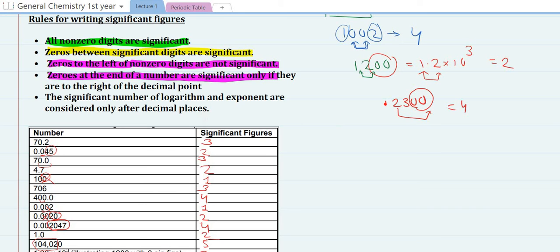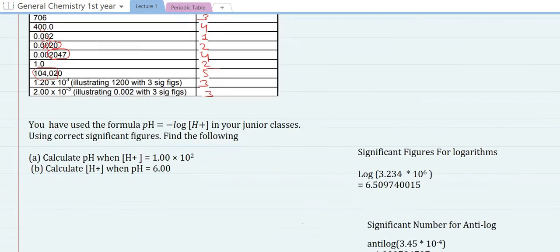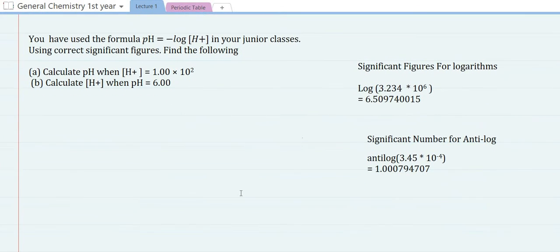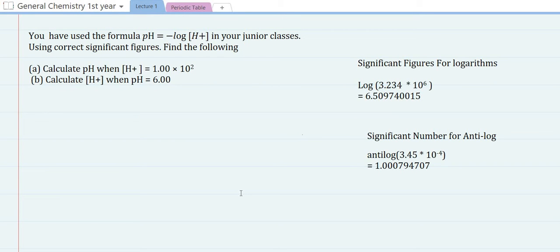In our previous video, we discussed the different laws for writing significant figures. In this video, we will go deeper and learn to write significant figures for logarithmic functions. For logarithmic functions, it is a bit different from what we discussed in our previous lesson. For writing significant figures for a logarithm, we first should have the significant number of this particular term.